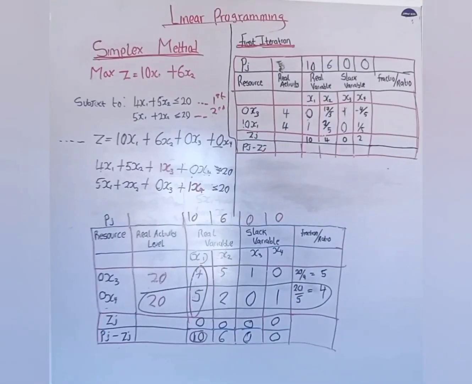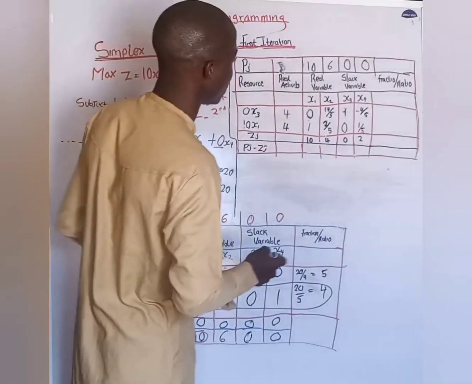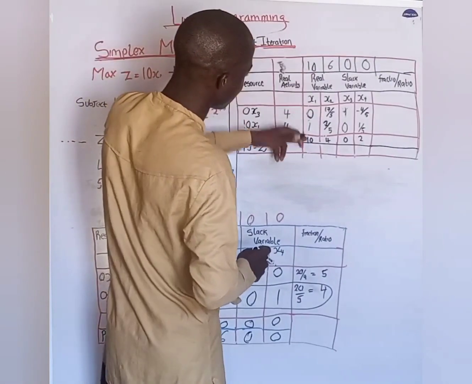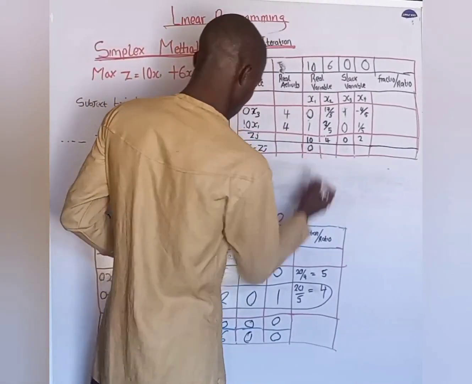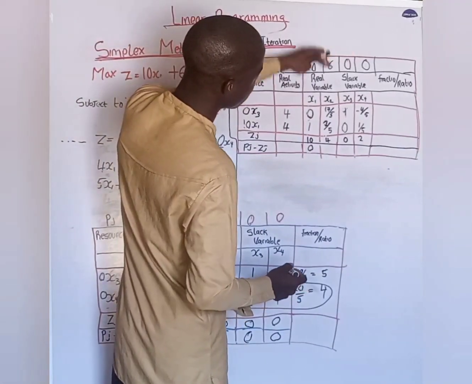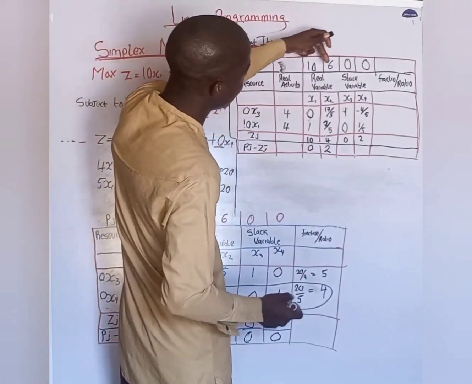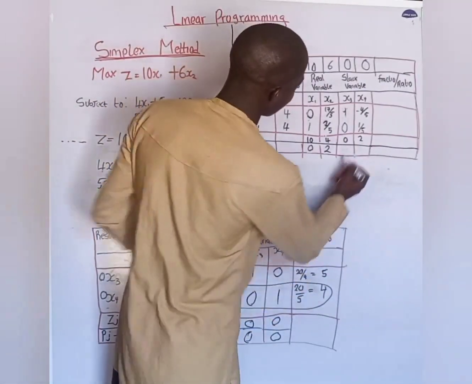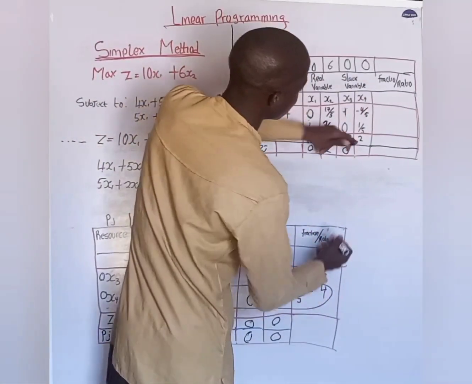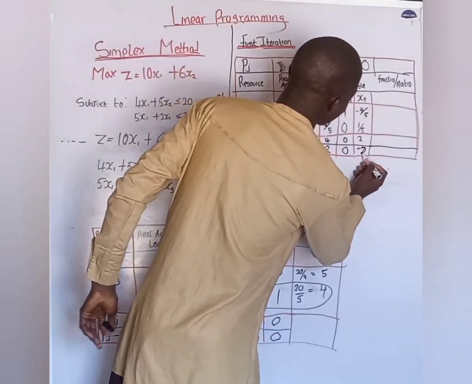The next thing is to calculate the Pj value minus Zj. The Pj value in this case is 10. 10 minus 10 will give me 0. Then the Pj minus Zj, the Pj is 6. 6 minus 4 is 2. Then for the next one, 0 minus 0 will give me 0, and 0 minus 2 will give me minus 2. So we have not gotten our optimal solution.